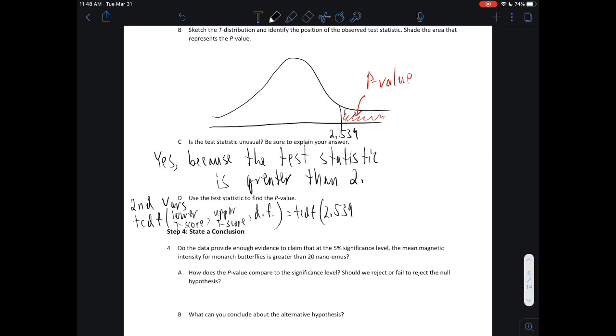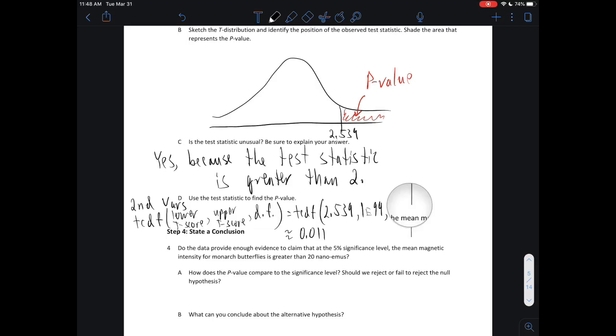2.539 is our lower because this is a right-tailed test. The upper would be 1E99, and then your degrees of freedom would be 16, your sample size, minus 1, which is 15. And then if you calculate that, you should get approximately 0.011. There is another way that we can do this.